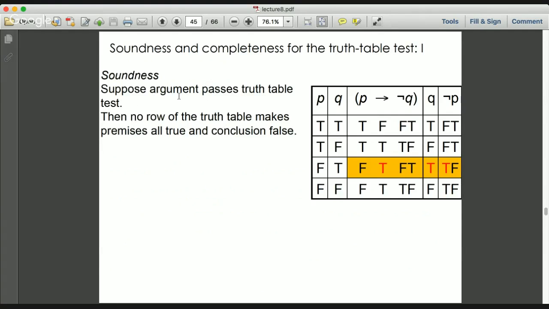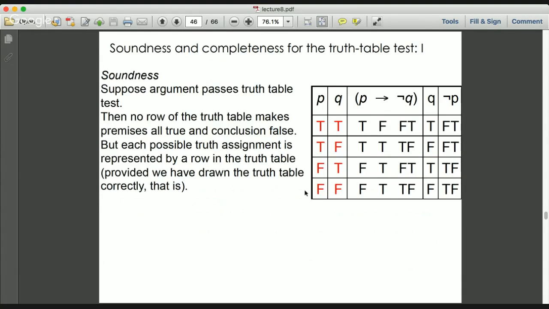So if it passes the test, then no row of the truth table makes the premises true and the conclusion false. Now I've highlighted this row because it's the only one that had both of the premises being true. In the first row, that premise is false, so we don't need to worry about it. In the second row, this premise is true, but this premise is false. So these aren't going to be instances where the premises are true and the conclusion is false. And same with the bottom row, the first premise is true, but the second premise is false. So that's not going to be one either. At least with this one, you're almost there, because at least the premises are true. But in that case, the conclusion is true as well. So there's no row where the premises are true and the conclusion is false.